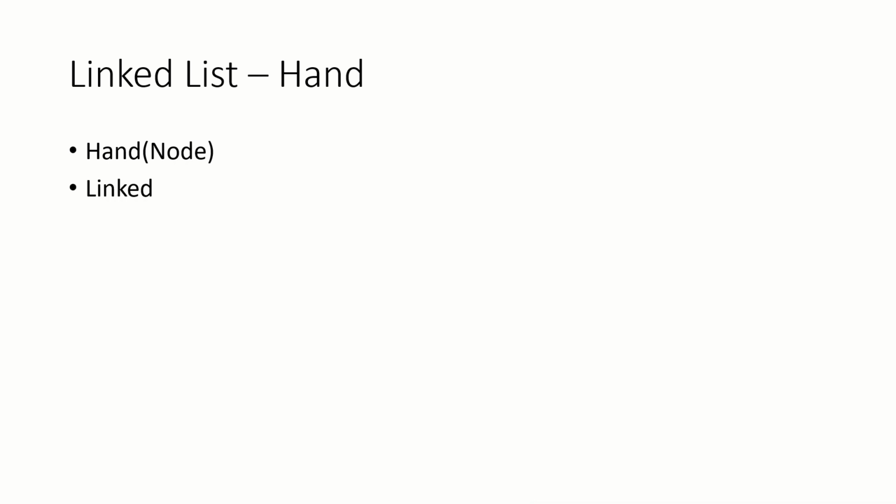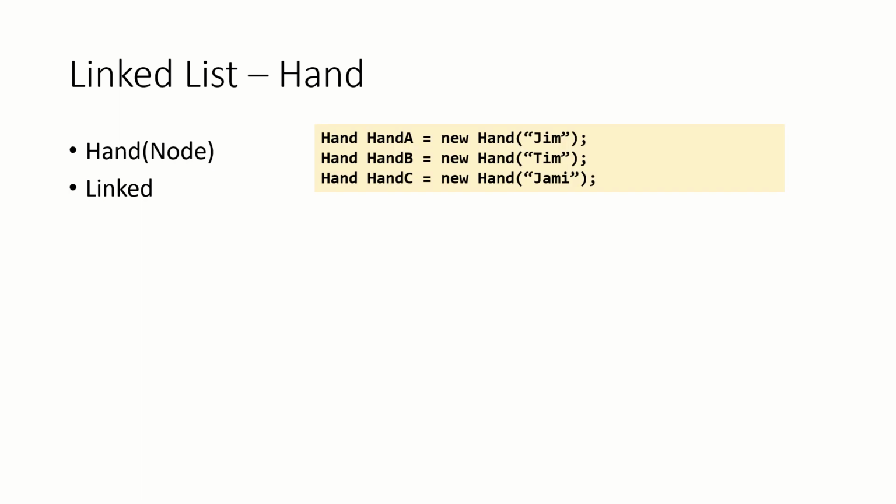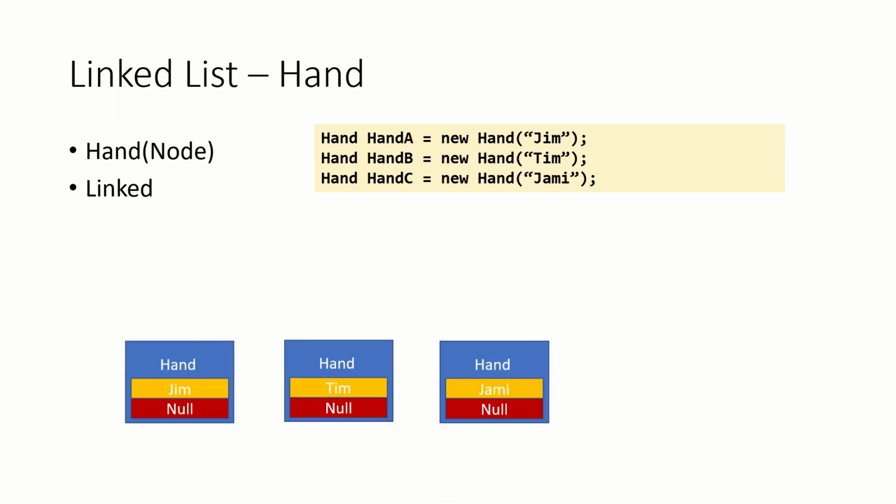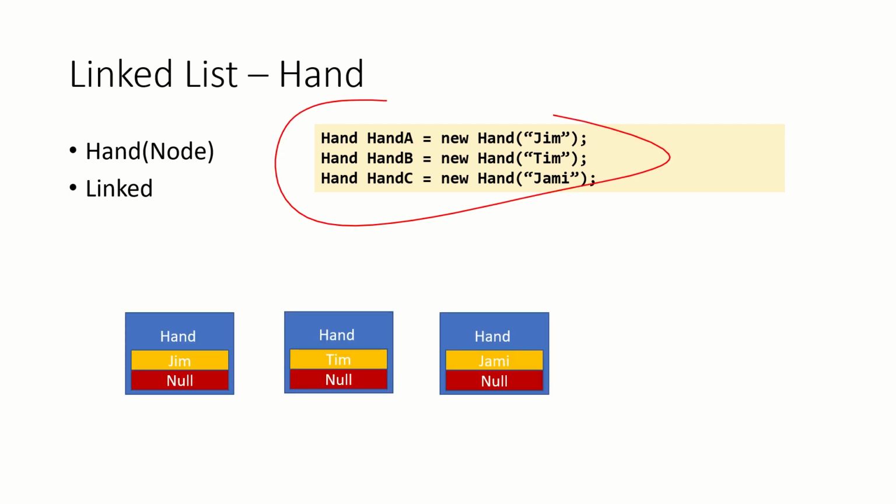Once you create a hand, you need to link them together, right? The easy way to link them together, we just create 3 different objects, right? Give Jim, Tim, Jamie, right? These 3 lines tell us we create these 3 different objects with a name, right? Jim, Tim, and Jamie, right?